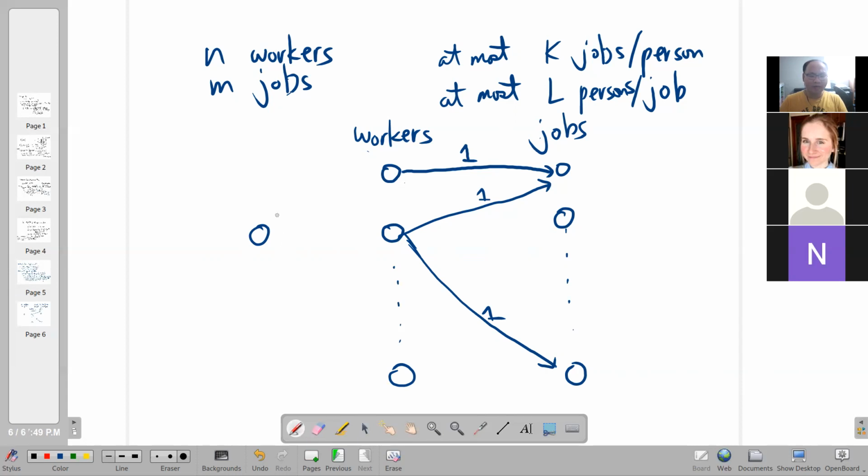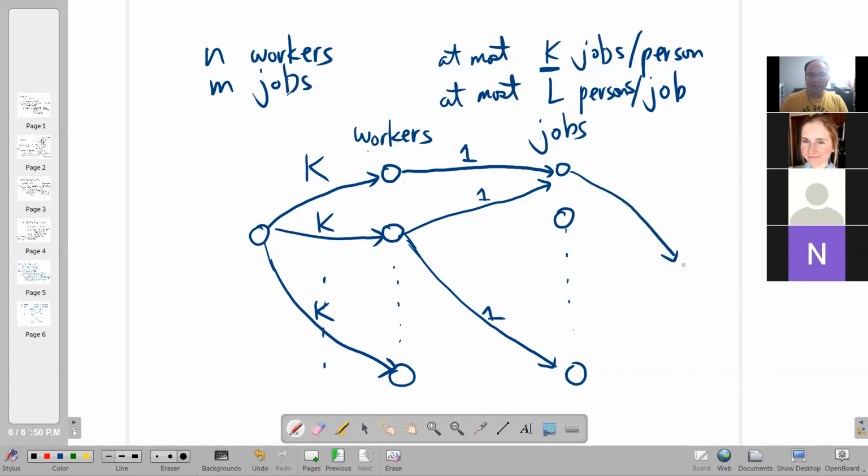Now, you're going to give each worker K tokens, because they're allowed to do at most K jobs. Every time they decide to do a job, they have to pass one token to that job. So this is kind of like water flowing, I suppose. But instead of water, these are tokens. Every time the worker wants to do a job, they have to pay the token to the job. Now, on the other side, each job, when somebody does a job, is going to collect a token from somebody.